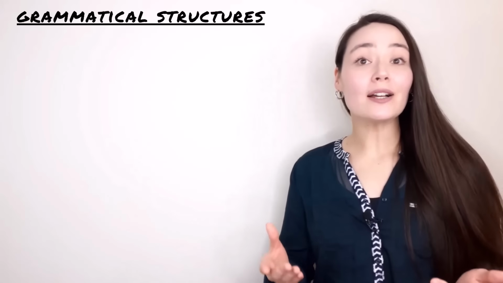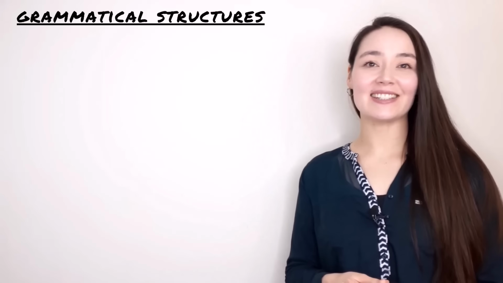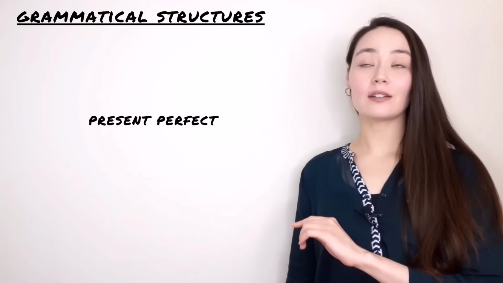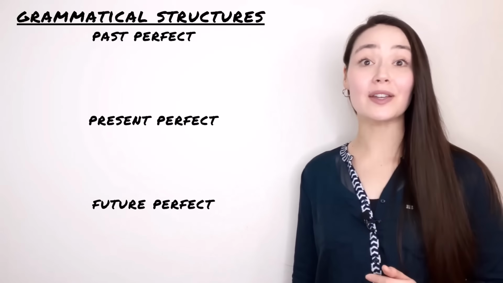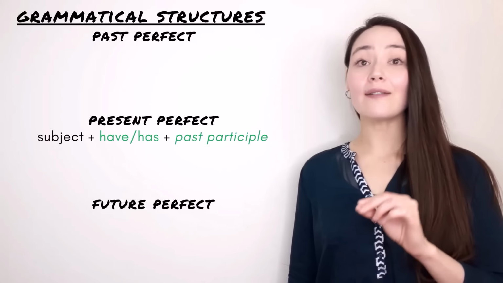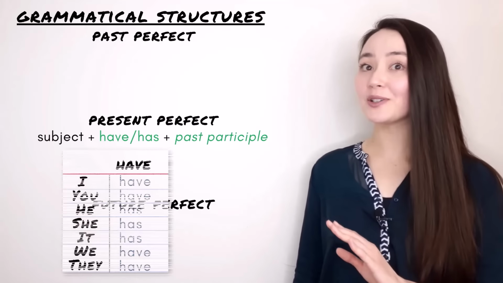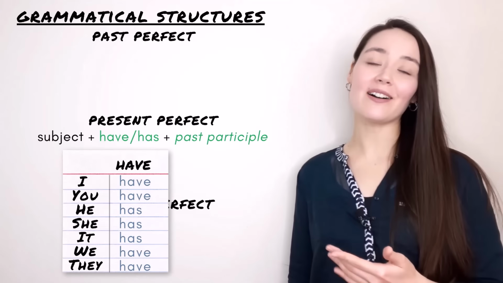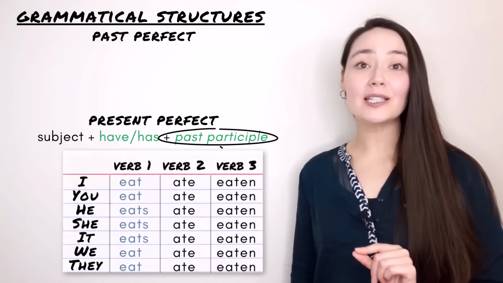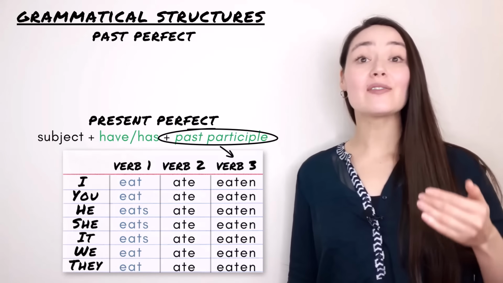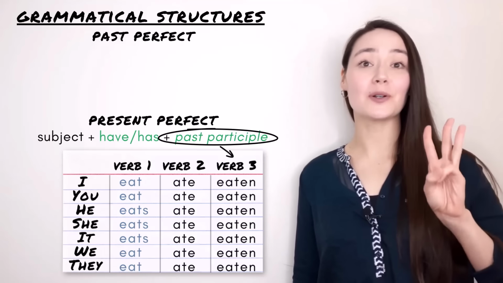First, we will look at the grammatical structures, and then we will get more specific about how we use these tenses. Present perfect, past perfect, future perfect. Present perfect: subject, have or has, plus the past participle. Remember to choose have or has depending on your subject. And that past participle is verb number 3. For example, eat, ate, eaten. Eaten is my past participle, verb number 3.